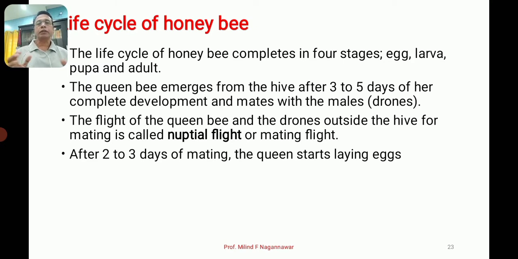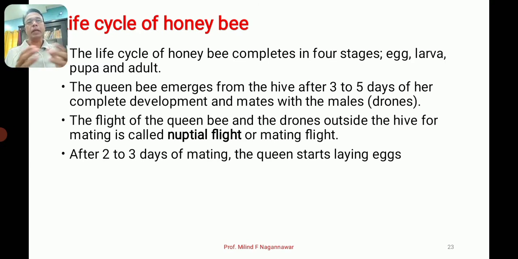In the previous class we discussed the nuptial flight. After complete development, that is 3 to 5 days, the queen bee comes out of the hive with a number of drones and performs the nuptial flight. She mates in flight with many drones. Once she mates, she enters the hive again and starts laying eggs after 2 to 3 days of mating.